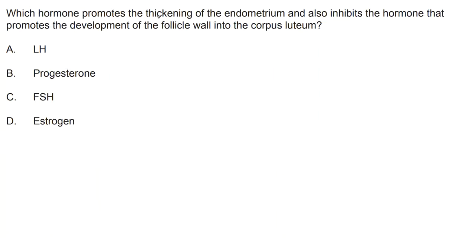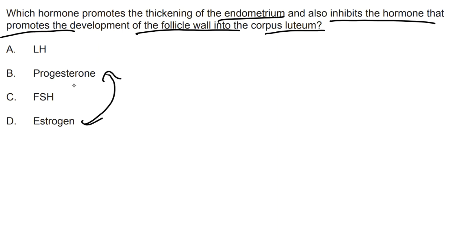Which hormone promotes the thickening of the endometrium and also inhibits the hormone that promotes the development of follicle wall in the corpus luteum? So when I'm thinking about the endometrium and its thickening, I already know that it's going to be progesterone or estrogen. So it's neither of these. And if something is inhibiting the hormone that promotes the development of follicle, so this is follicle stimulating hormone, then follicle stimulating hormone is inhibited by this particular hormone.